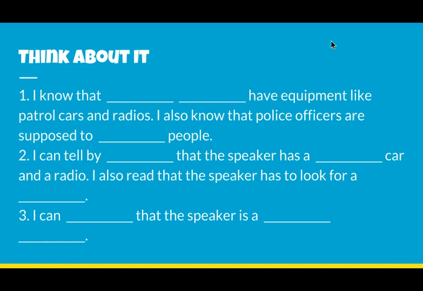So let's think about it. 1. I know that police officers have equipment like patrol cars and radios. I also know that police officers are supposed to protect people. 2. I can tell by reading that the speaker has a patrol car and radio. I also read that the speaker has to look for a cougar. 3. I can conclude that the speaker is a police officer.